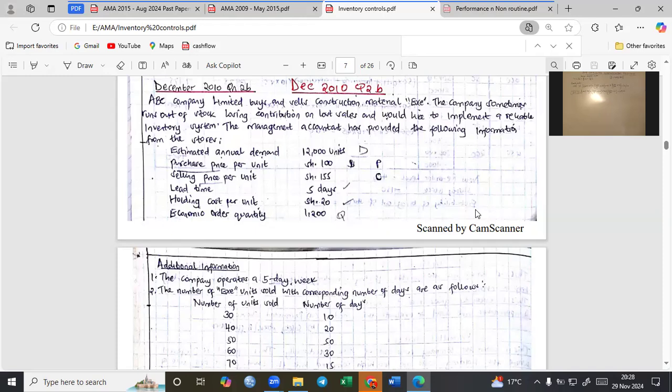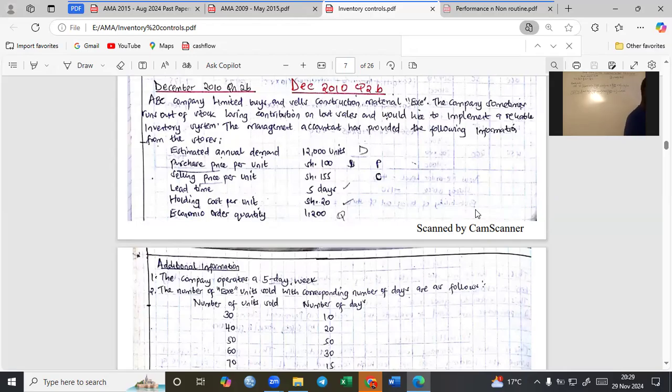ABC Company Limited buys and sells construction material X. The company sometimes runs out of stock, losing contribution and lost sales, and would like to implement a reliable inventory system.